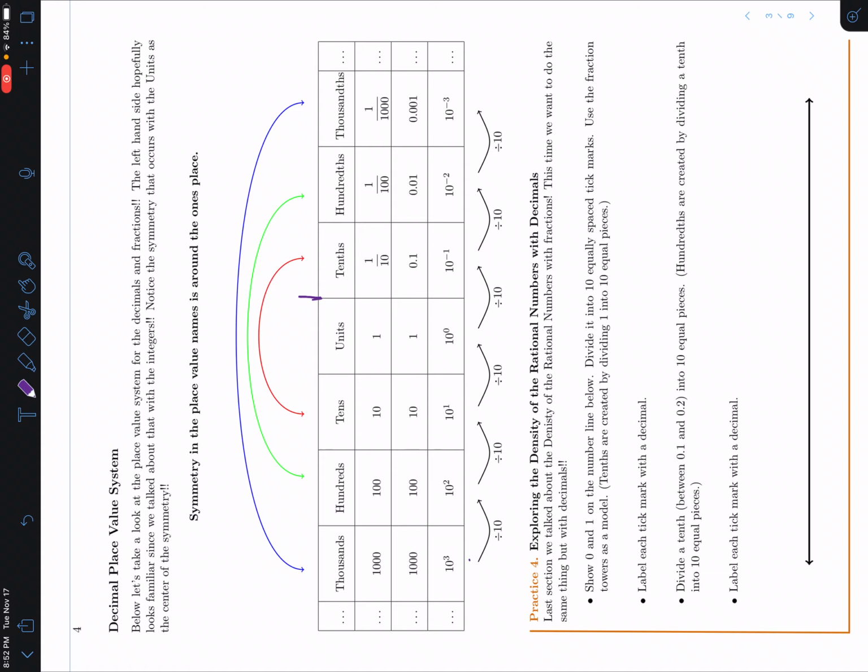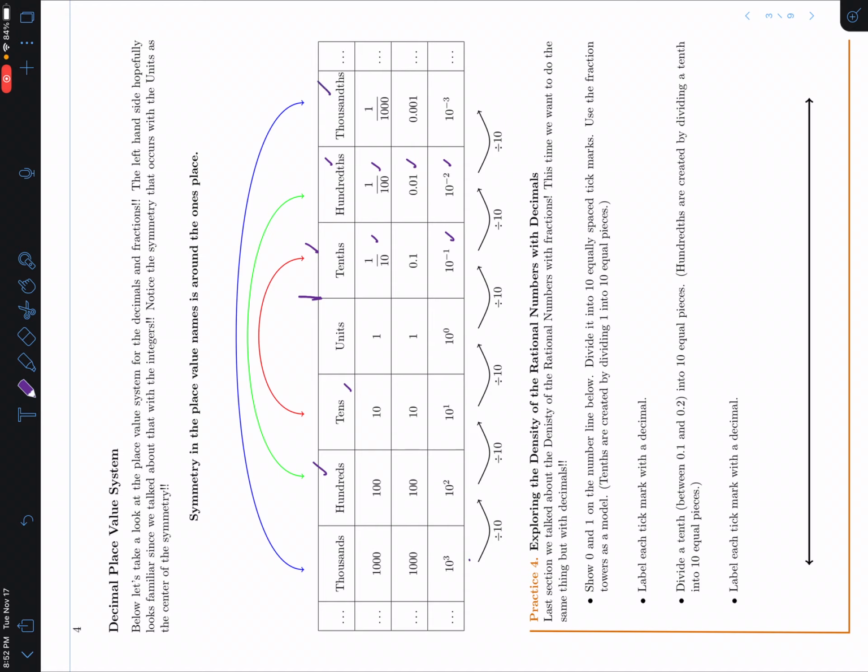And so now we want to look to the right and notice there's nice symmetry around the units position. In this case, the first one to the right of the units is the tenths, with the THS at the end. And so it kind of matches with the tens. So in this case, this is going to be 1 over 10, or as a decimal, 0.1, and then 10 to the minus 1. We've got our hundredths, which again is kind of matched up with our hundreds. So it's 1 over 100, 0.01, 10 to the negative 2.